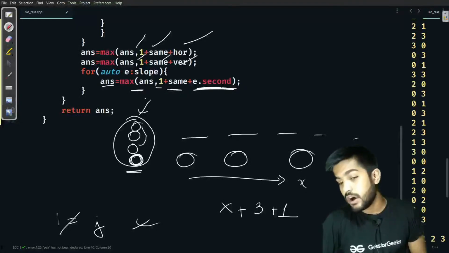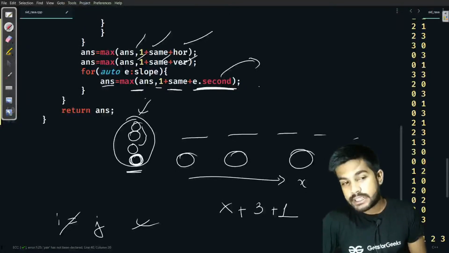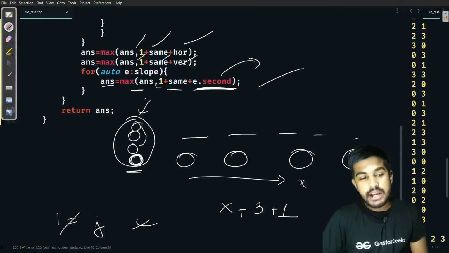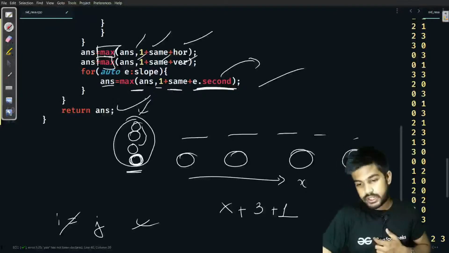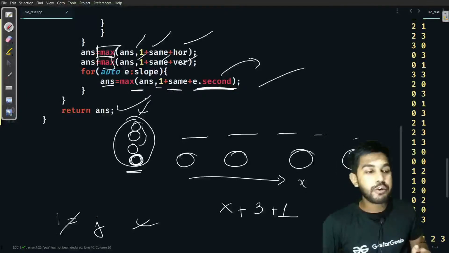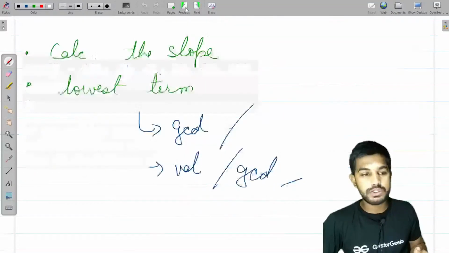Then the frequency of the coordinate. We are calculating the frequency. And after that, the max value would be stored by using this max STL, and then we would be returning this one. Now I would be waiting for 2 minutes for doubts.